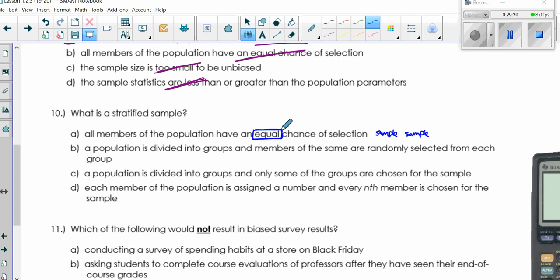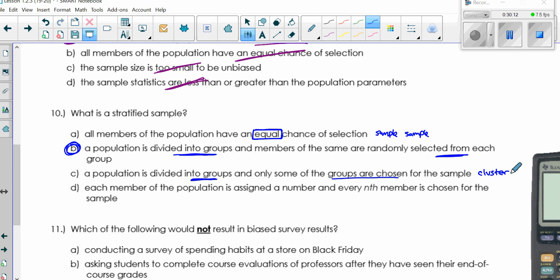Okay. B says a population is divided into groups, and members of the same are randomly selected from each group. So notice we're grouping, we're picking within that group. That is a stratified sample. Okay, if we read through the other ones, let's identify what those are. C says a population is divided into groups and only some of the groups are chosen. Notice the groups are chosen. This is the definition of a cluster. So we group and we pick the whole group.